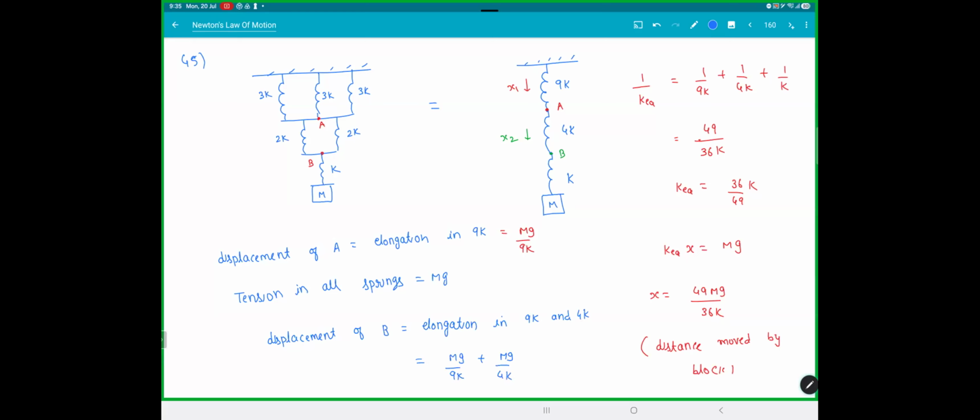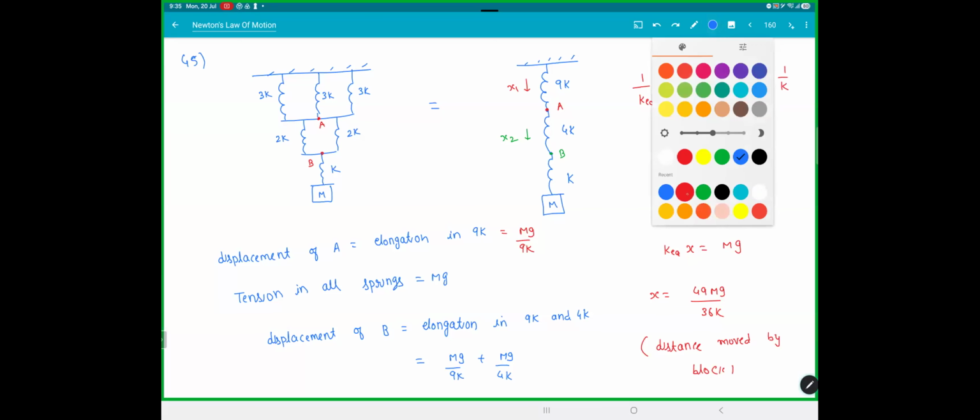Then what is the elongation in K? Elongation in 9K, 4K, K. Then you get mg by K. So that's how we got 1 by K equivalent. You can literally find the elongation in each spring and just add up all of them. So this whole setup will look like one big spring of 36K by 49.